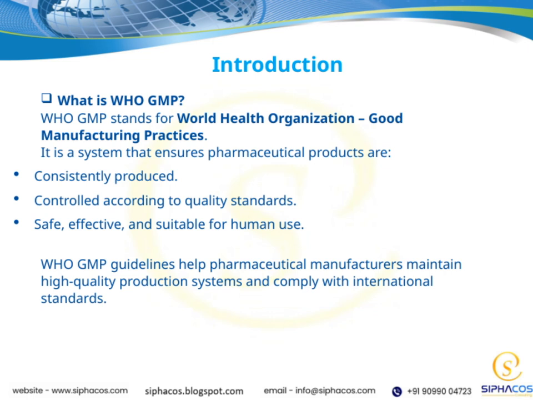The guidelines provided by GMP serve as a framework for manufacturers, helping them maintain high-quality production systems. They also ensure compliance with international standards, which is crucial for global health and trade. By following these practices, pharmaceutical companies can produce medicines that healthcare providers and patients can trust. This slide highlights the importance of these standards as a foundation for quality and safety in the pharmaceutical industry, which ties into our overall discussion on maintaining excellence in medicine manufacturing.